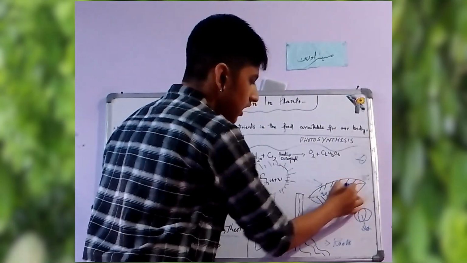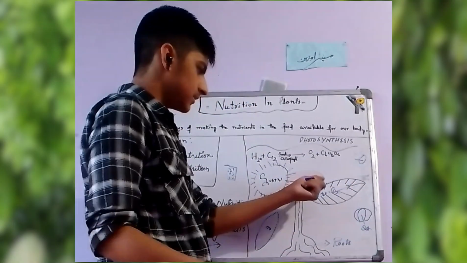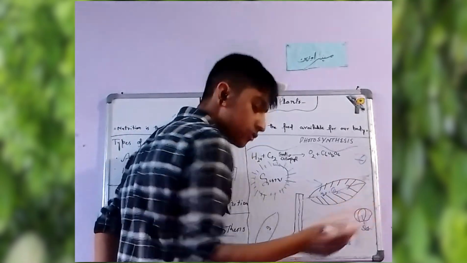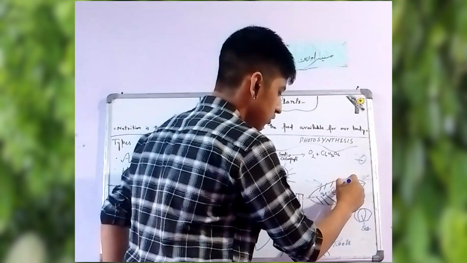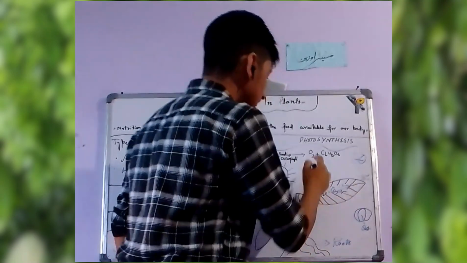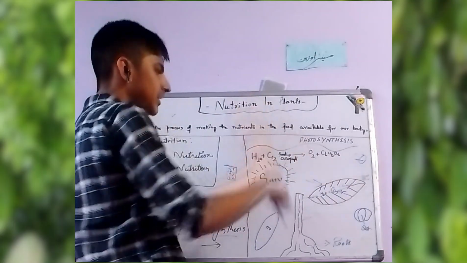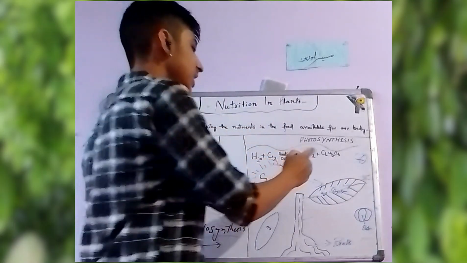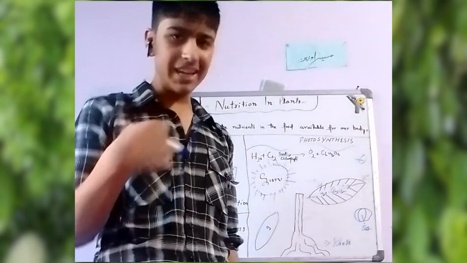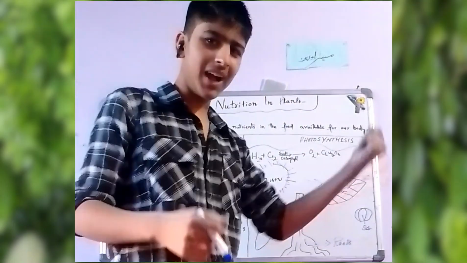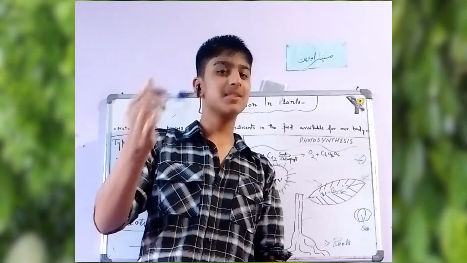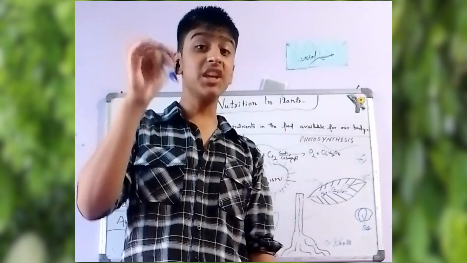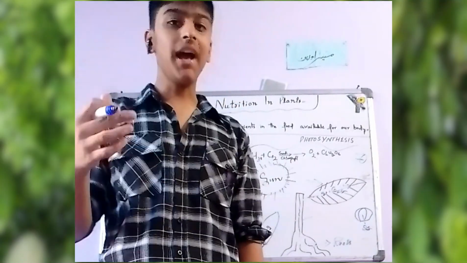The chlorophyll traps the sunlight. Then in the presence of chlorophyll and sunlight, water and carbon dioxide react with each other and form oxygen, which we inhale, which is a waste for the plants, and for us it is a benefit. For us it is very crucial to respire.